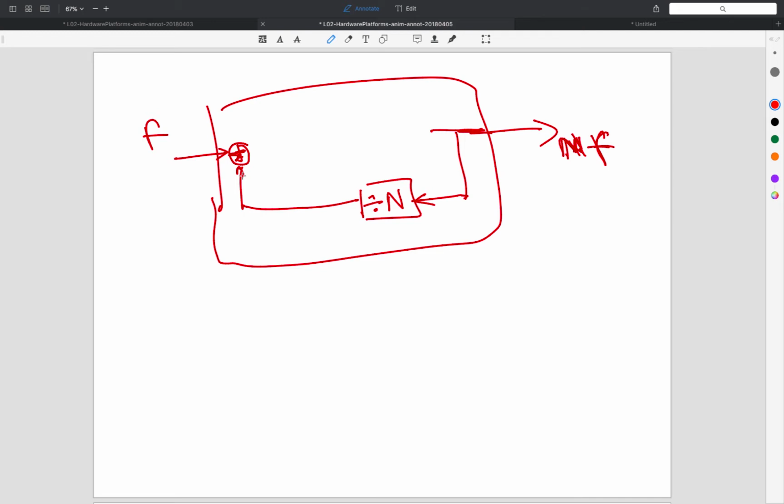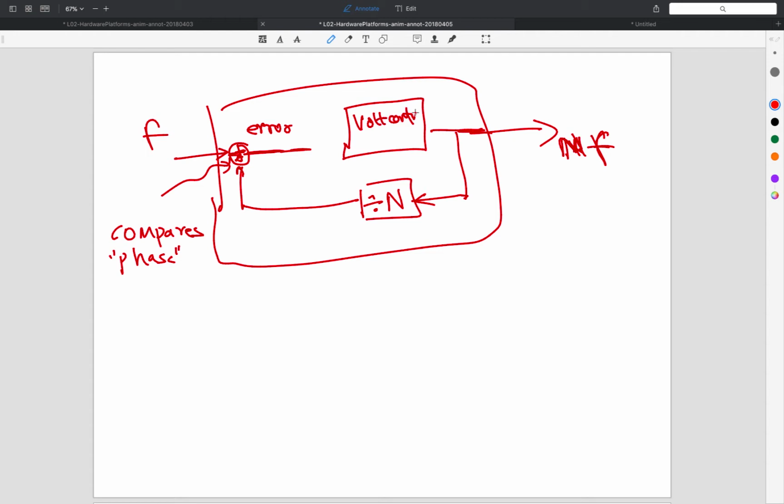And I feed back out here, and this is a comparator. What this does is it compares the phase. What I mean by that is that it compares how well the two clocks are aligned with each other. And if they're misaligned, it generates an error voltage. And then here I have a special circuitry which is called a voltage controlled oscillator. It's a clock whose frequency is a function of voltage.